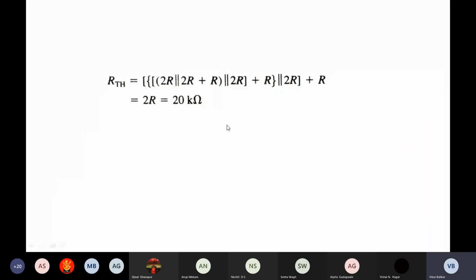Now, can you see this equation? Yes, sir. Yeah. So I was talking about this equation.